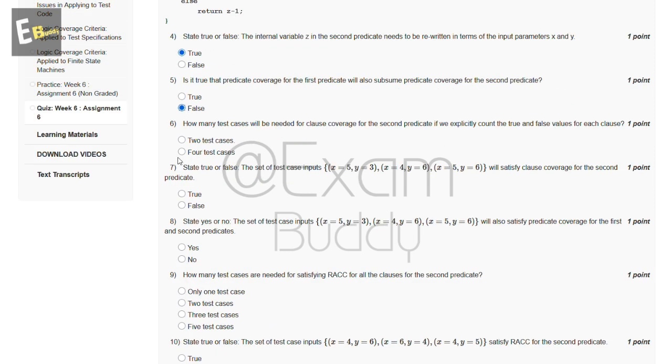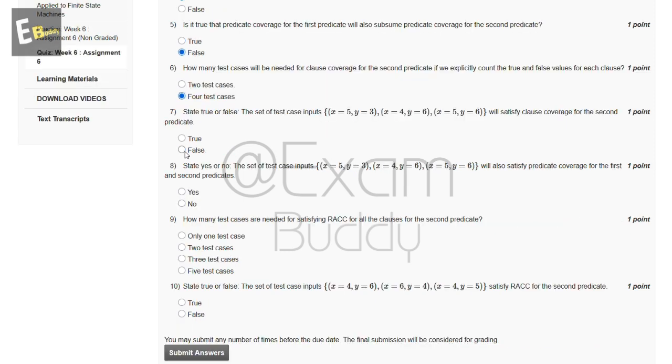Now the sixth question is, how many test cases will be needed for clause coverage for the second predicate if we explicitly count the true and false values for each clause? So these are the options, and the answer of our sixth question is B, 4 test cases.